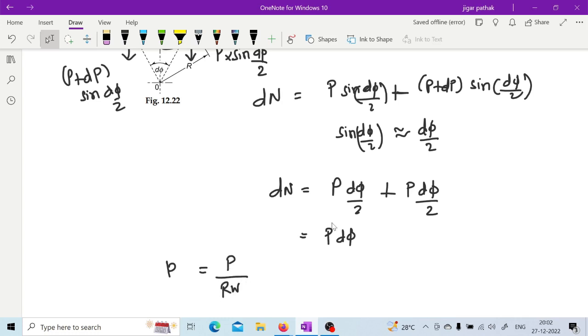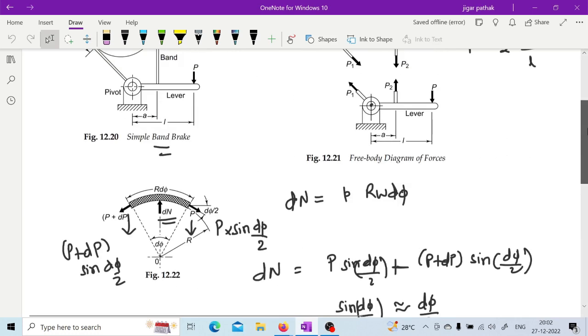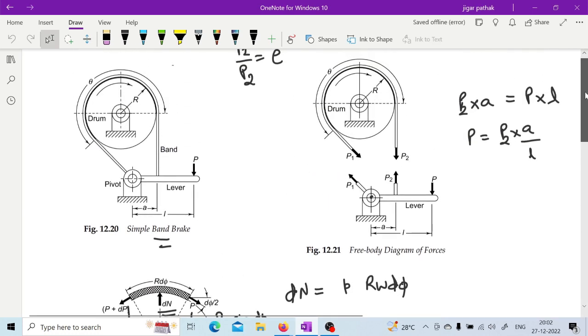If you write this relation into the above equation of dN is equal to P Rw d phi, then you will find that this pressure is coming as this force upon this radius into width. So this is how you are having this relation in case of this band brake. So this is the simple band brake, whatever we have seen.